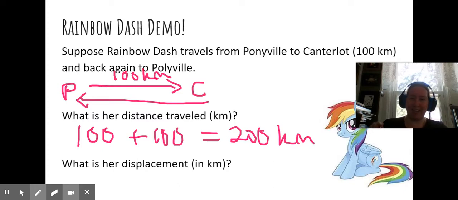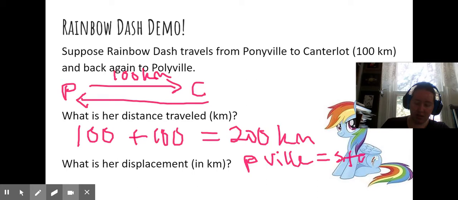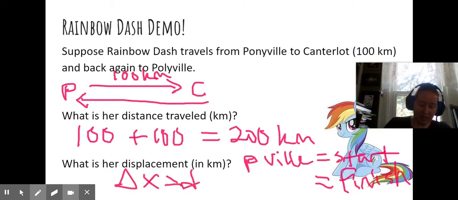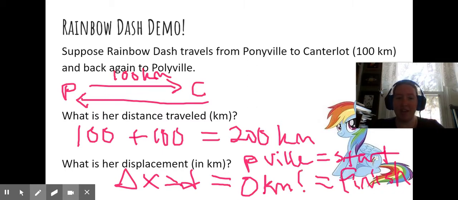Okay, so hopefully you paused it and gave it a try. So Rainbow Dash is starting in Ponyville. And then she goes to Canterlot, and then she comes all the way back to Ponyville. So this is her start. And her finish is also in Ponyville. So if she's starting and ending in the same place, and displacement is the difference between your start position and your end position, then did Rainbow Dash actually have any displacement? No. Displacement, delta x, or sometimes people write it as d, is 0 kilometers. Okay, again, mind blown.